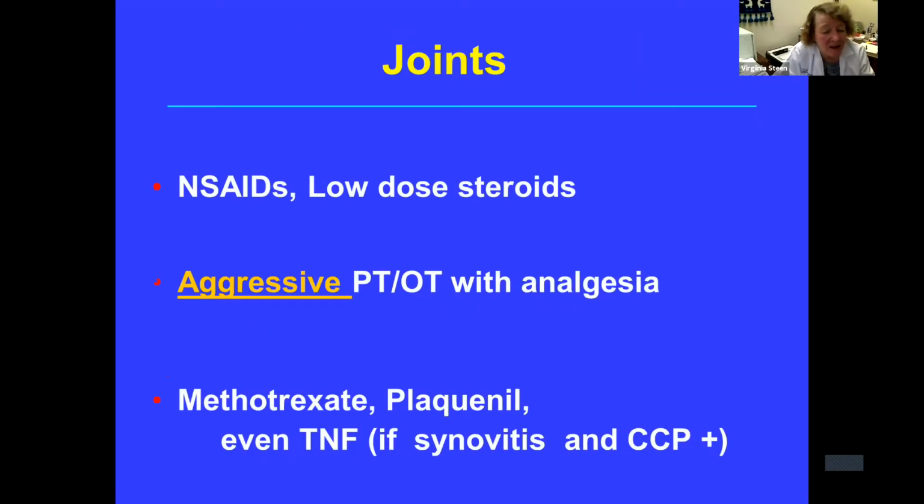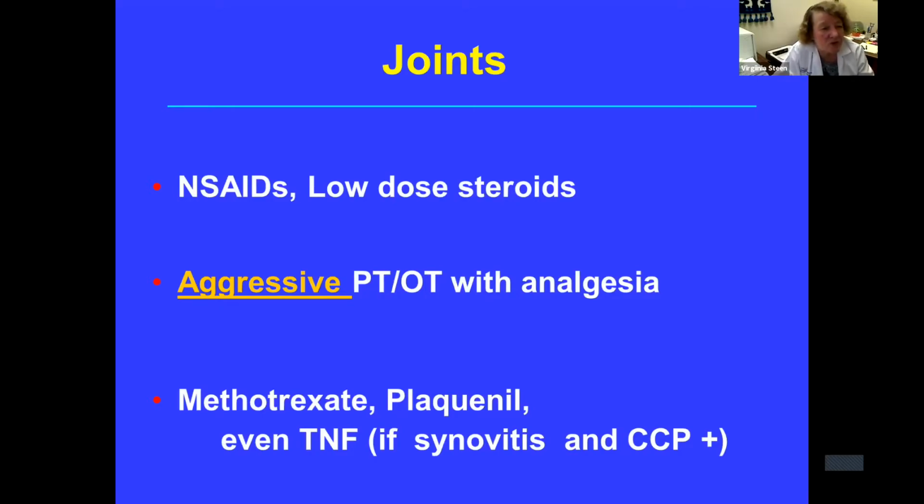There is a lot of joint involvement in these patients, though most of the time it's mostly just arthralgias and pain in the joints because of the stiffness and the contractures that develop. So generally we use non-steroidals and low-dose steroids. We don't tend to use any high-dose steroids. We do use aggressive physical and occupational therapy, again with analgesics, particularly in patients with early diffuse disease.